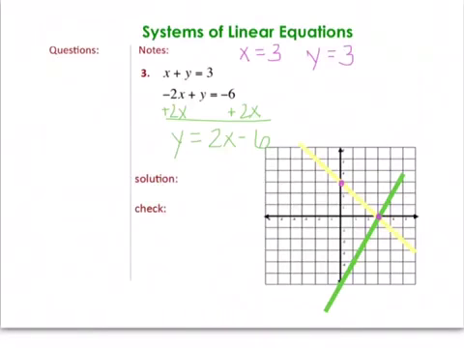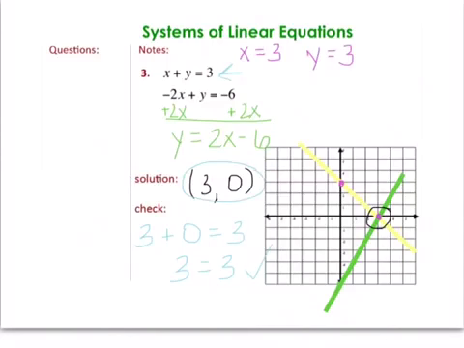Now my solution, or where my lines cross, looks to be right here at 3, 0. If I want to check that, let's use blue. Let's use my first equation, and I get that x, or 3, plus y, which is 0, equals 3. Well, does 3 equal 3? Yep. So that is the solution to that system.